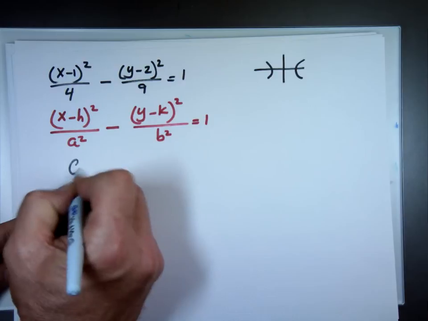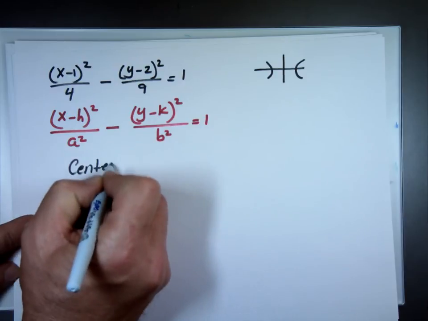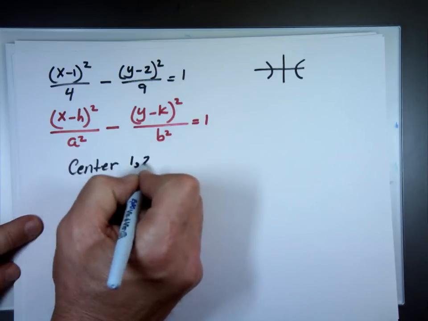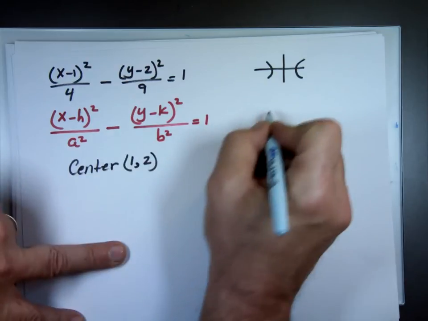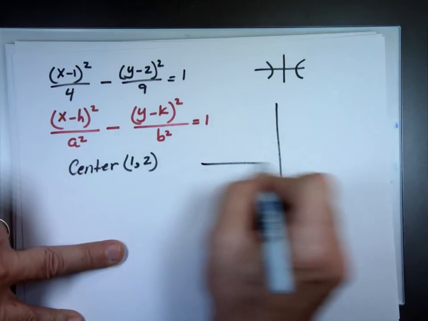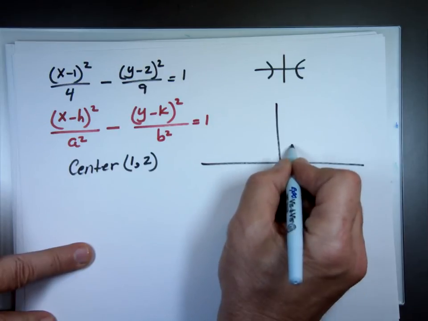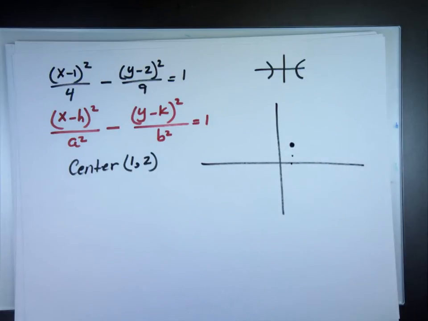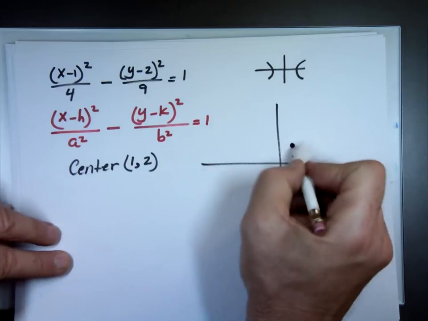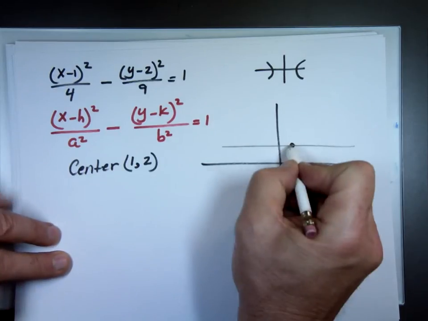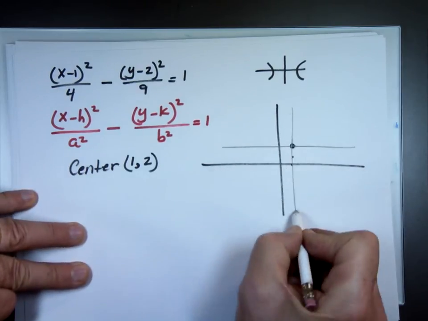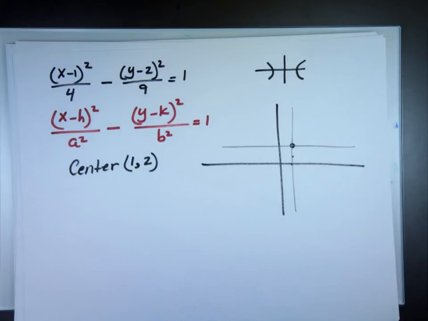Where's the center? 1, comma 2. So here are my axes. 1 and 2. So there's the center right there. So now I'm going to make my axes going through that point. Here's a new axis now with the pencil. And I'll use the pencil as the axis or the center for my graph.